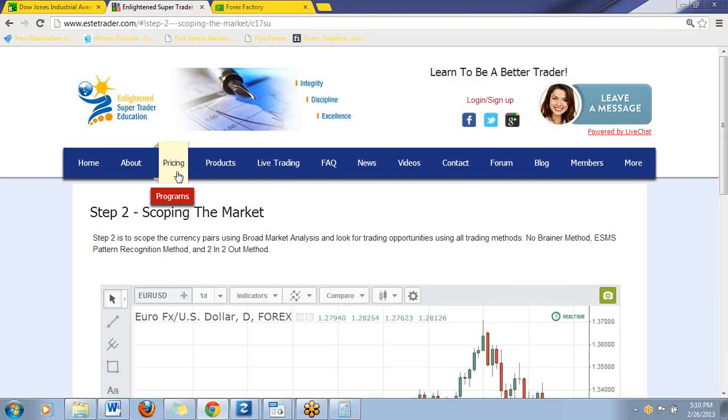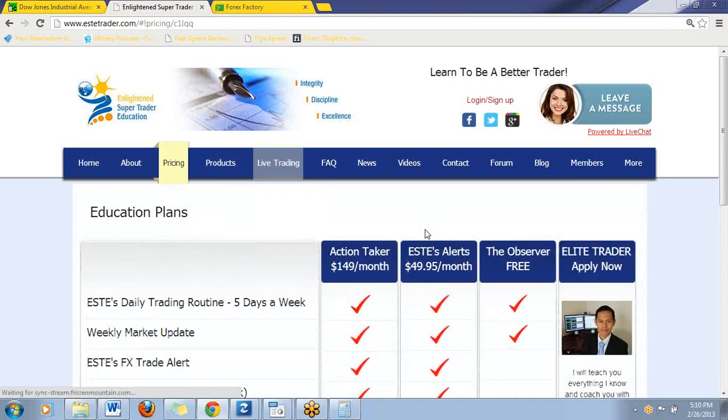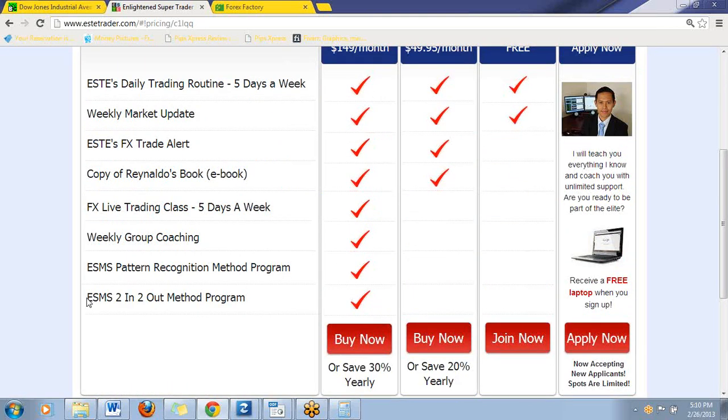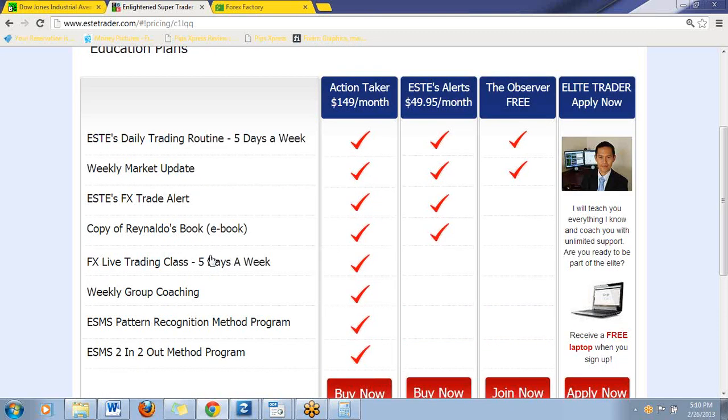Part of that you can see on our pricing. The Action Taker is $149 a month. The methodology you saw there, since I shared it with you, there's an SMS pattern recognition method. There's weekly group coaching, more of an online environment, once a week, 5 days of trading, and 5 days a week that you can come in from 11 to 12 Pacific Standard Time.